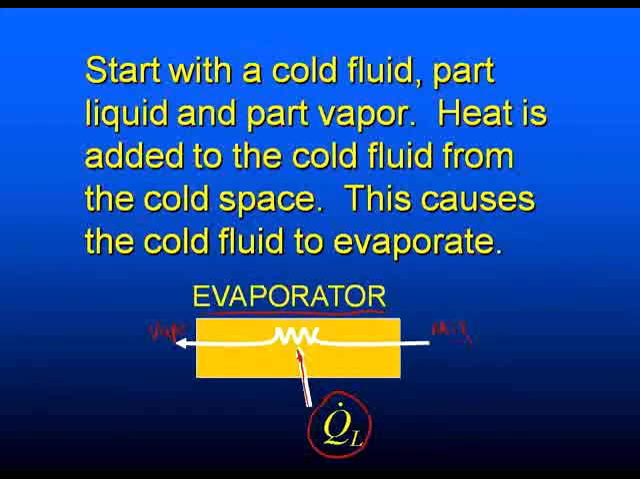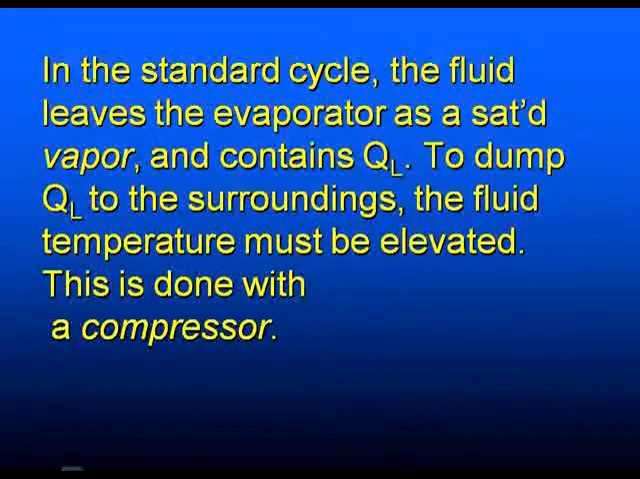Here it is part vapor, and here it is all vapor, so it's evaporated by adding heat from this cold space to this even colder fluid. Obviously the heat has to flow downhill in temperature, so the working fluid has to be even colder than the cold space we're trying to refrigerate. In the standard cycle, the fluid leaves the evaporator as a saturated vapor, and it contains the QL that we've just added to it.